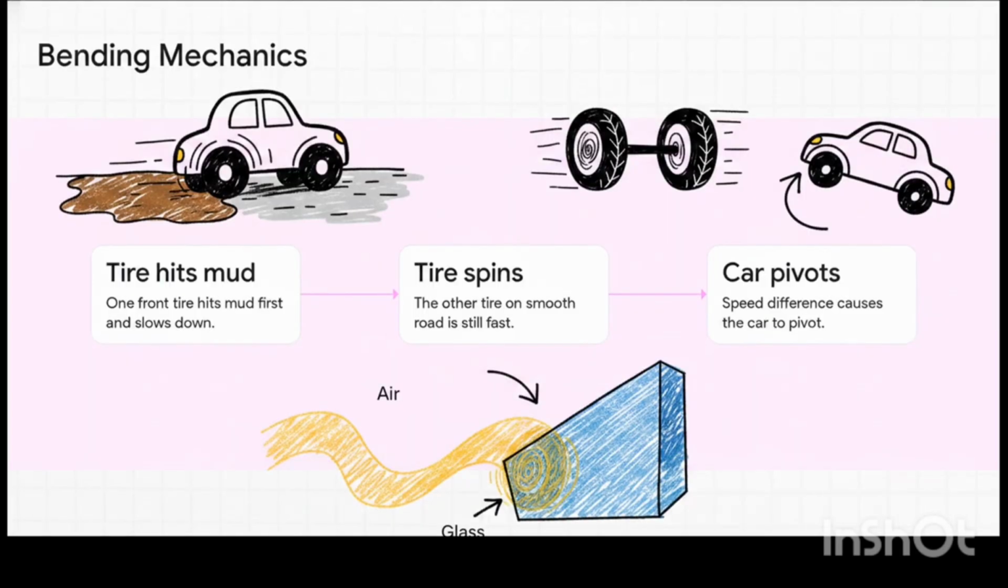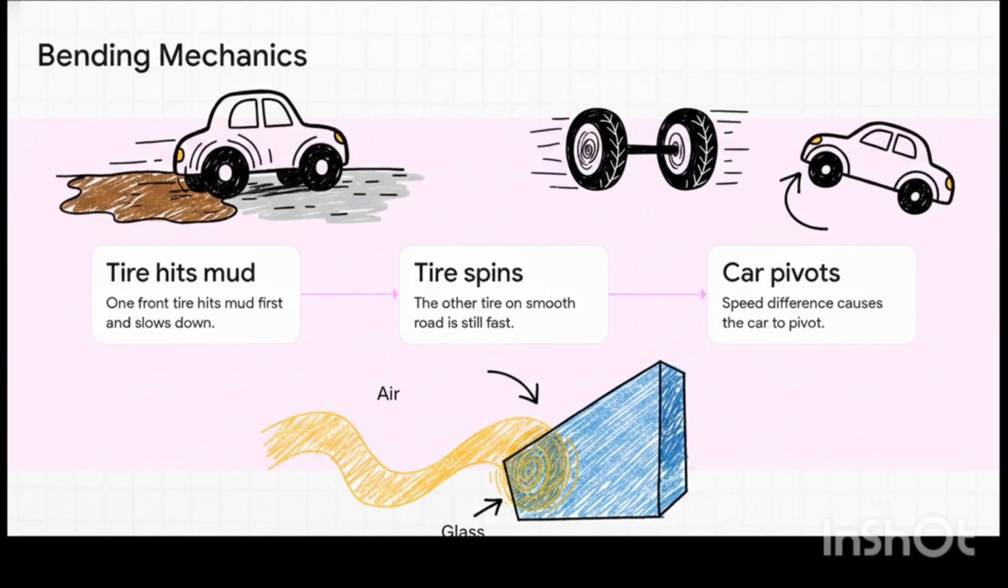Let's walk through exactly what happens to your car, because it perfectly mirrors what happens to a light wave. Step 1. Since you hit the mud at an angle, one front tire hits the mud first and it immediately bogs down. Step 2. Your other front tire is still out there on the smooth pavement, spinning incredibly fast. Step 3. That massive difference in speed between your two front tires basically forces the entire axle to pivot. The car violently jerks and bends its path right into the mud. And guess what? That is exactly what happens to light.